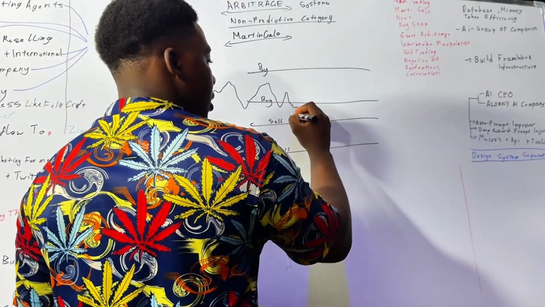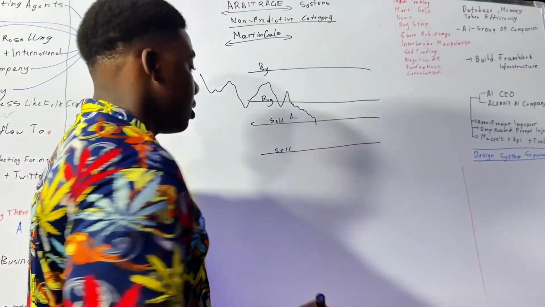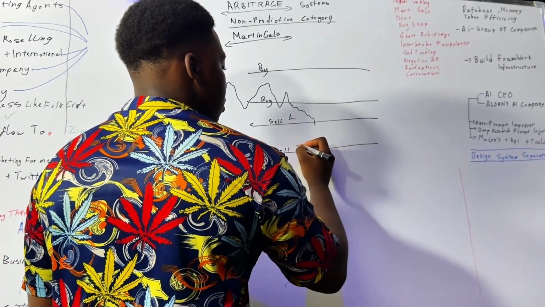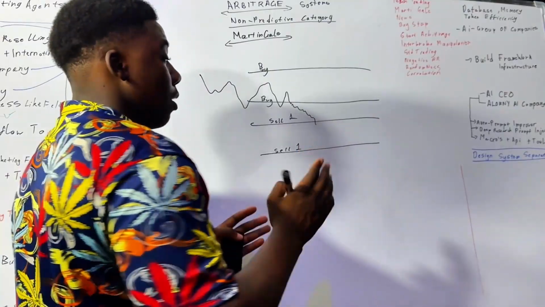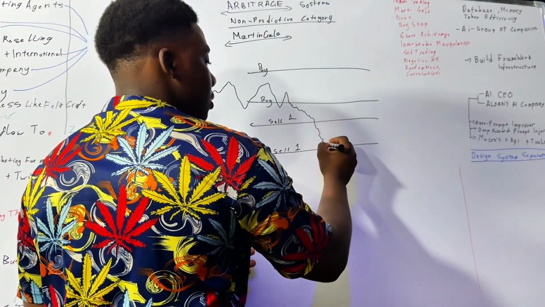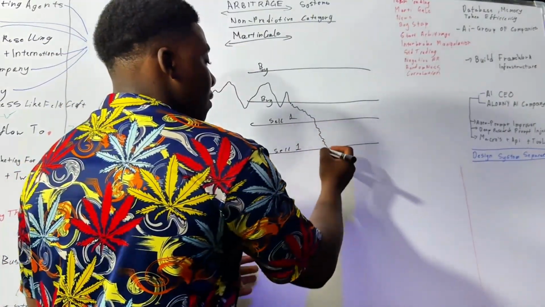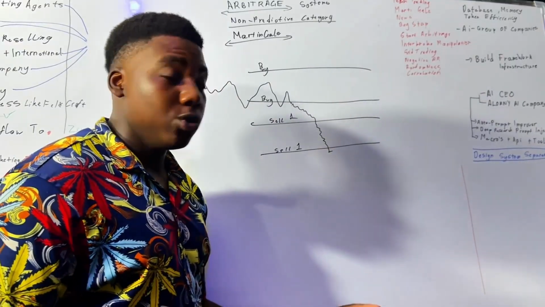So this is 1 lot. Okay, the simple grid system. There's 2 lots, all right? So the market keeps going down. You start making money. If it goes like that, you've got 2 lots.